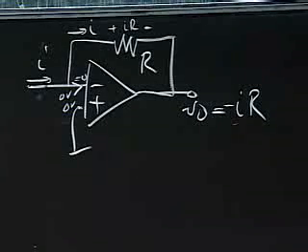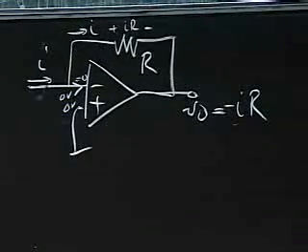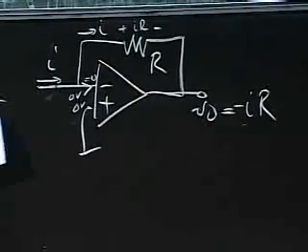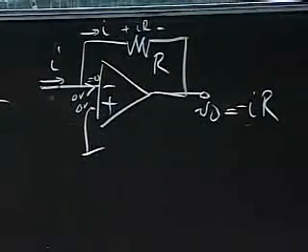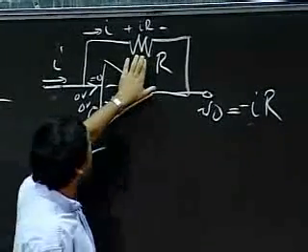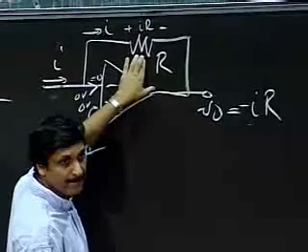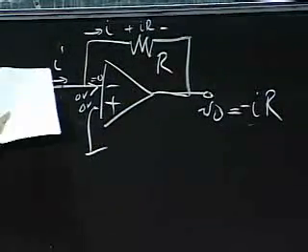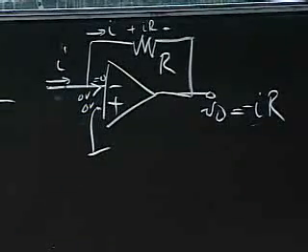I have my current being converted to a voltage. I've taken my current and converted that into a voltage by sticking a resistor in here. So as a final step, I simply need to produce the current. And that's pretty easy to do.